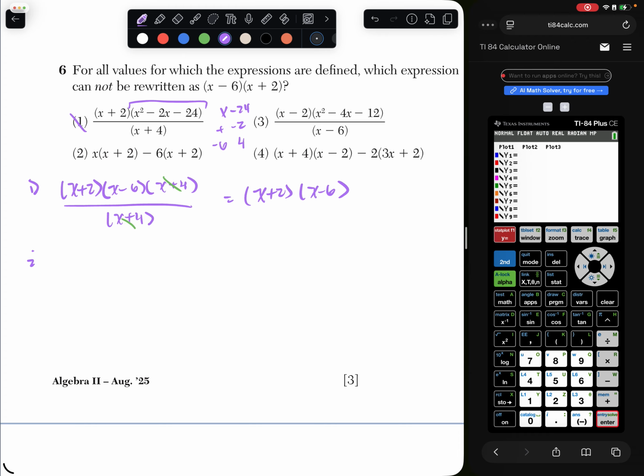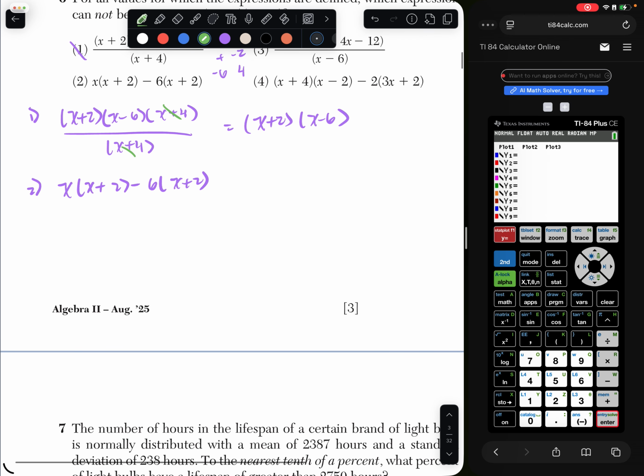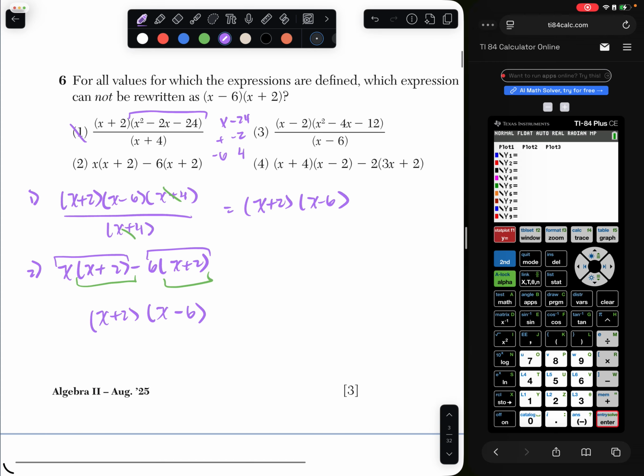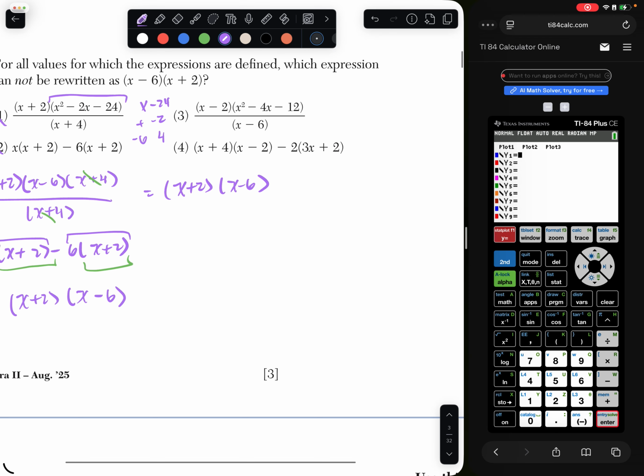All right, let's look at choice 2. So x times x plus 2 minus 6 times x plus 2. Here I'm going to factor by GCF. My greatest common factor is x plus 2, so I'm going to take that out of both of my terms. For my first term, I'm left with an x, and for my second term, I'm left with a minus 6. After this factorization, I get something equivalent to the expression given in the problem. So it's not that.